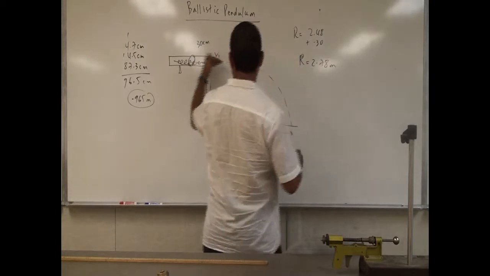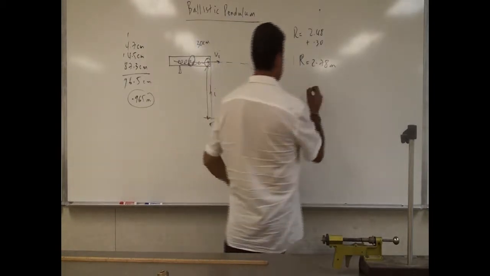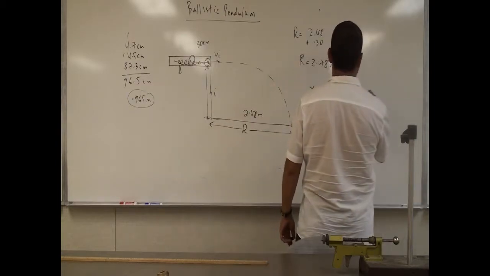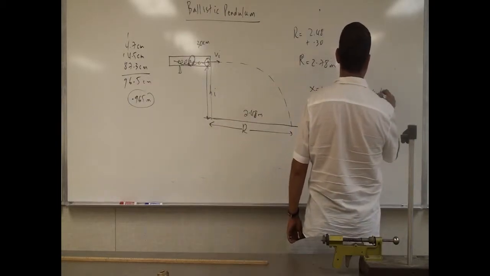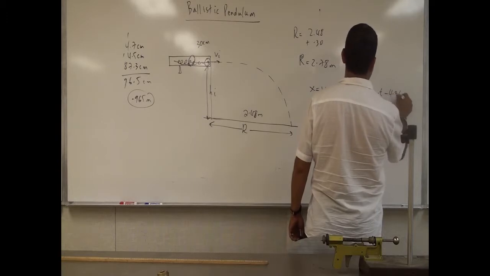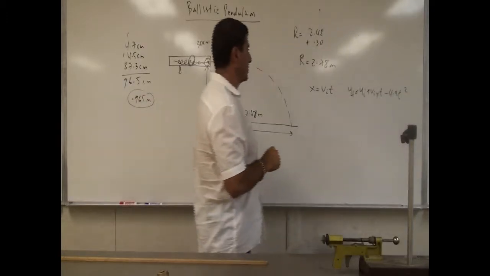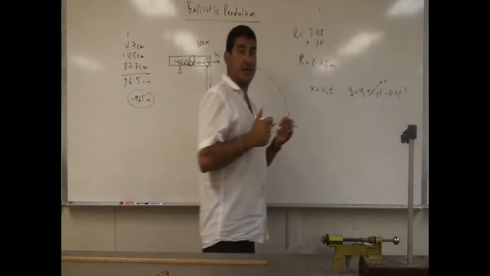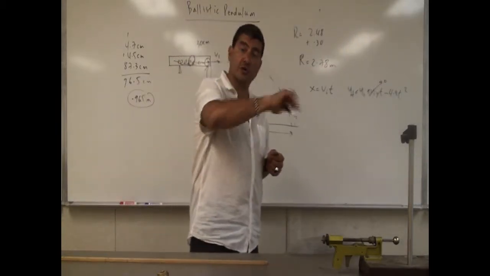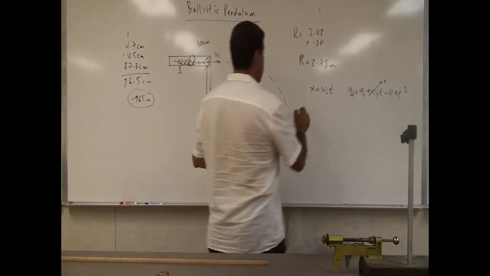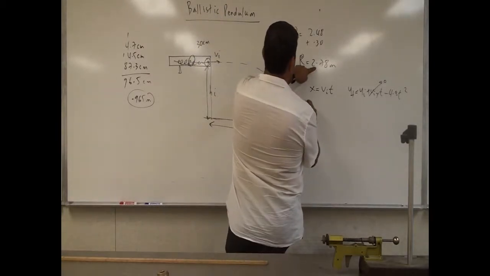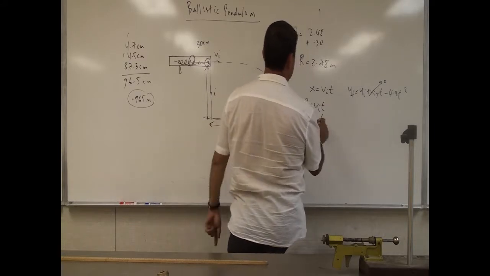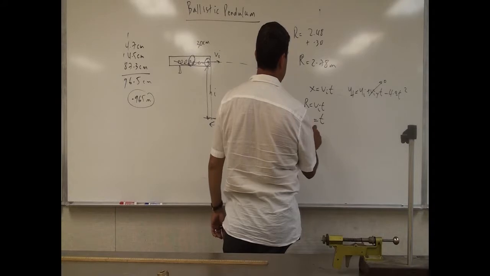Well, since it's shot at horizontal, we have x is equal to v initial t, and then y final equals y initial plus v initial y t minus 4.9 t squared. These are the equations of projectile motion. But v initial y is 0, right? Because it's not shot upwards or downwards. So then I'm going to say x is equal to the range, which is r is equal to v initial t. And then I can say t is equal to r over v initial.